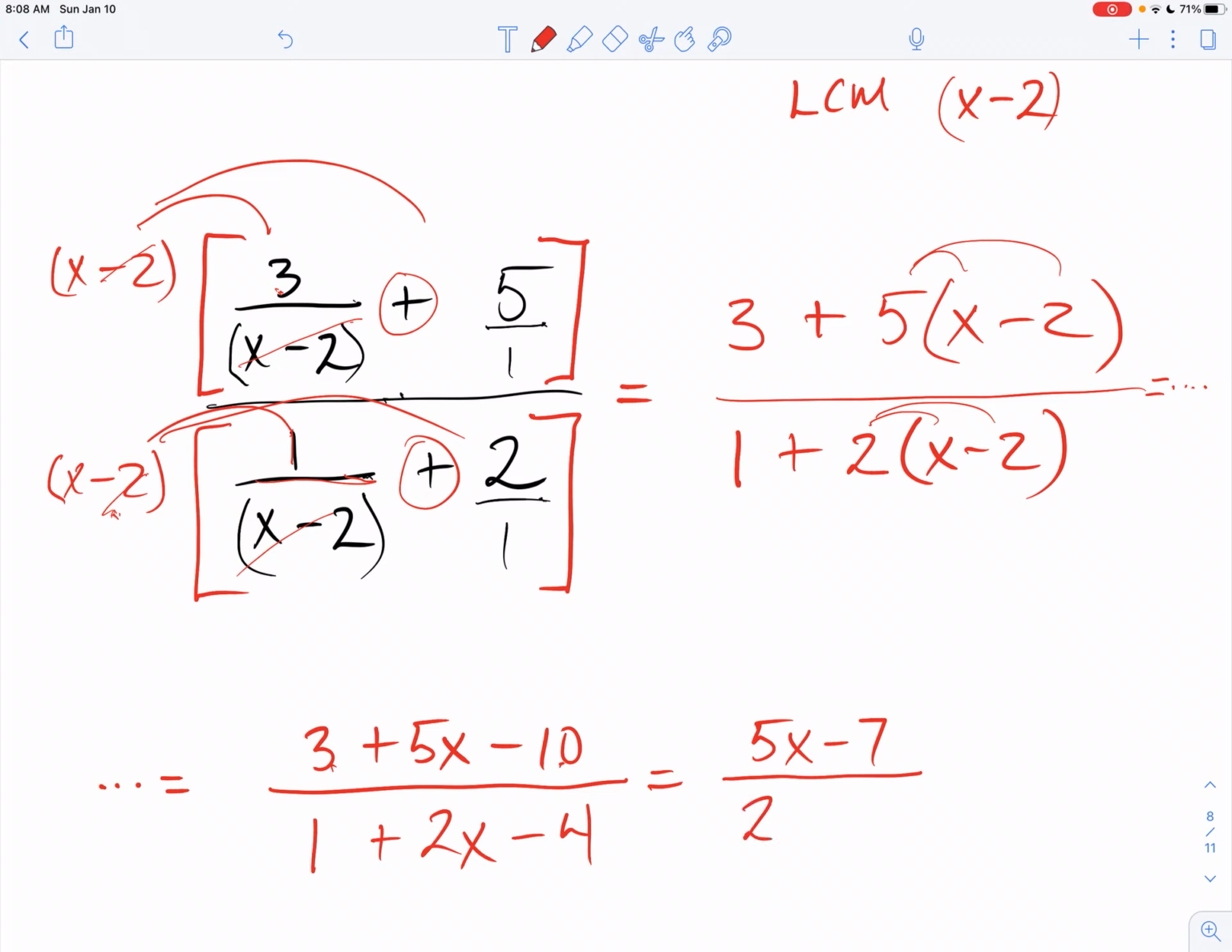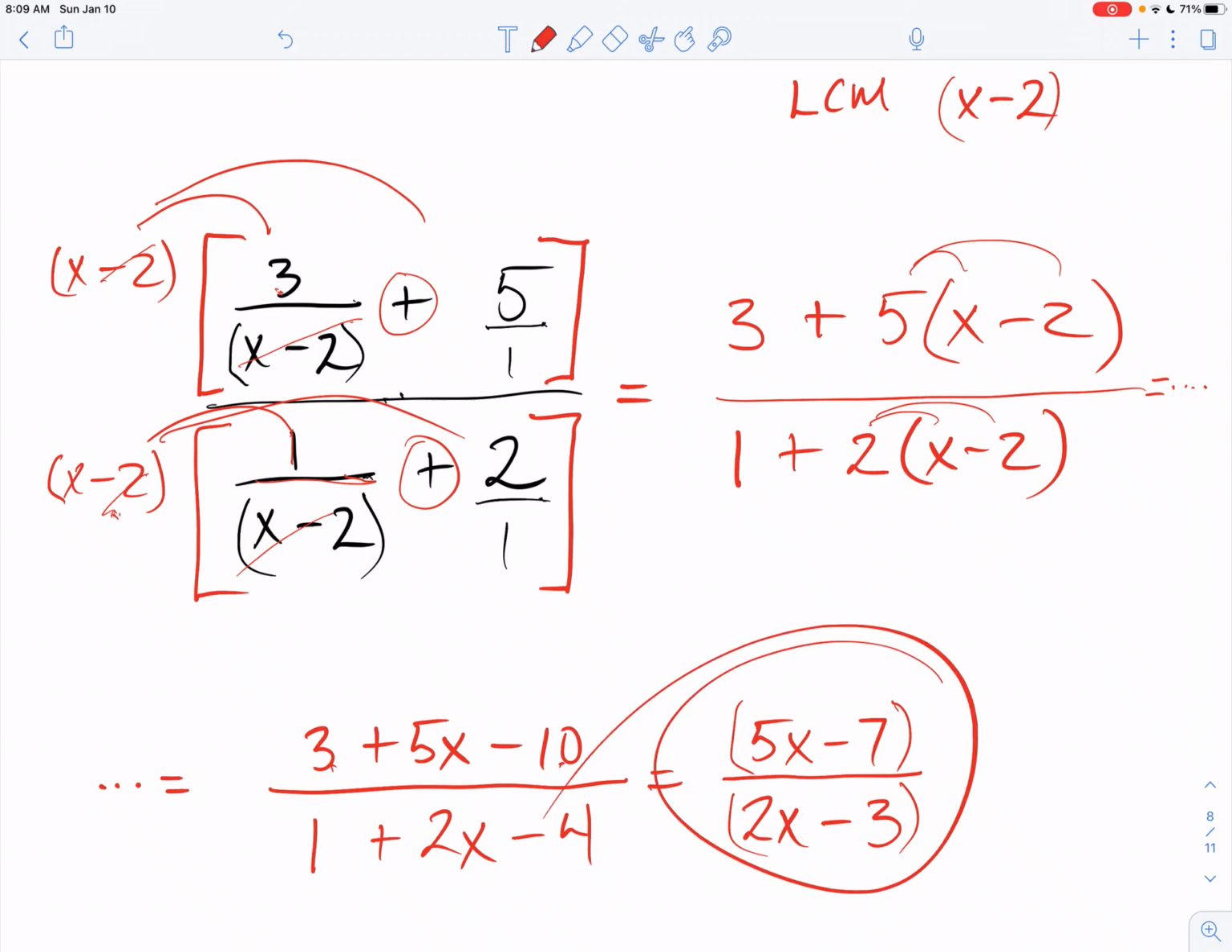I can combine it. I could write 2x minus 3. Now, stop for a second. Don't jump the gun. This guy's a binomial. This guy's a binomial. Do they match exactly? No, they do not. That is your answer. You're done. That's it. You can't go any farther.